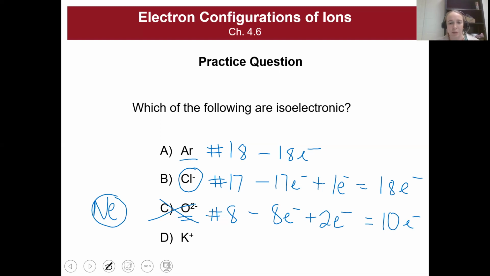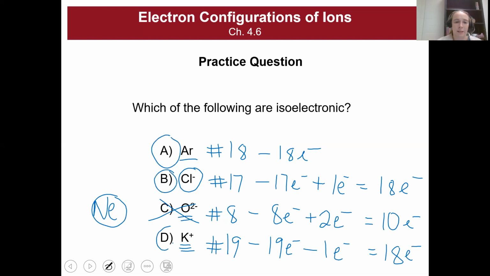Okay, and what about potassium? Potassium is number 19. So the neutral atom would have 19 electrons, but we have the positive cation. So to form a cation, we had to lose an electron. If we lost an electron, that's 19 minus 1, which gives us 18 electrons. So A, B, and D are isoelectronic. They all have 18 electrons. Oxygen does not. Cool. Let's keep going.